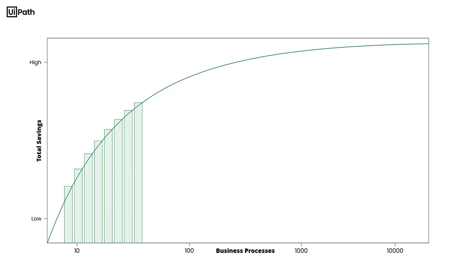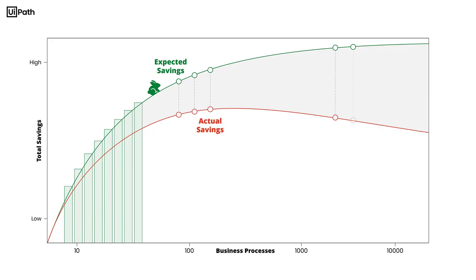Now, in case you automate your business processes in a prioritized way, that is, you start automating high value business processes first, then the total savings, for example, in terms of FTEs you expect from automation would evolve according to the green curve. Now, this is how it looks in theory. However, in practice, there could be a significant gap between the actual and the expected savings. Based on what we have learned in our projects, the actual savings are very likely to evolve according to the red curve.